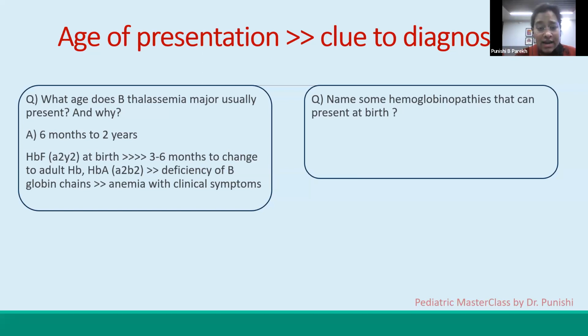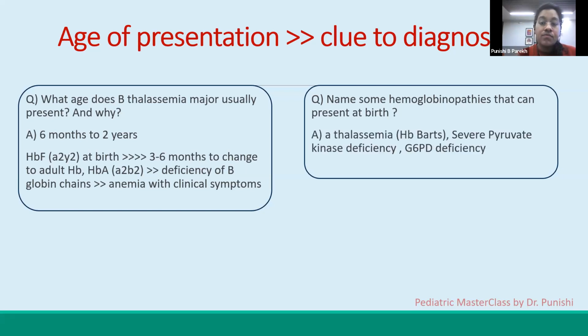So in that case, hemoglobinopathies that can present at birth include alpha thalassemia, severe pyruvate kinase deficiency, G6PD deficiency, and even hereditary spherocytosis. So this is the importance of age of presentation. Depending on what age the child first presents with symptoms suggestive of hemolysis and anemia, you can think of differentials. Like if you have somebody presenting at birth, beta thalassemia major is out of your differential. So that is the importance of clearly asking the age of presentation of clinical symptoms in that particular patient.